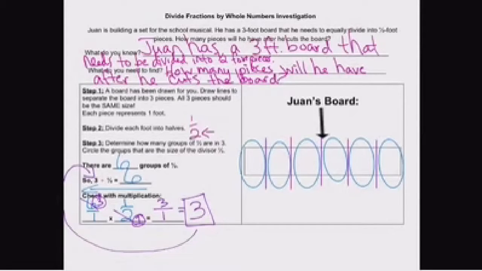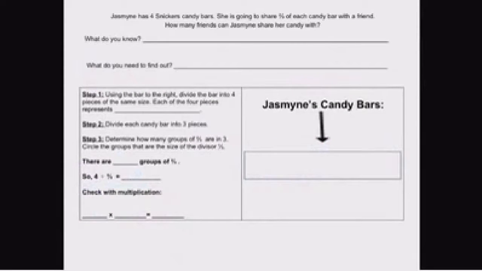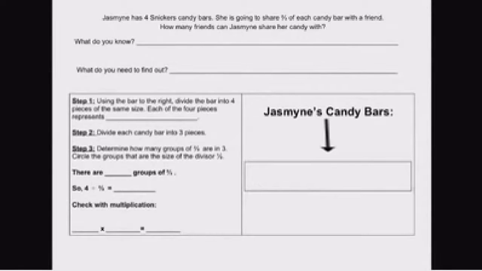Okay, let's try one more together. The next problem says Jasmine has 4 Snickers candy bars. She is going to share 2/3 of each candy bar with a friend. How many friends can Jasmine share her candy bar with? Okay, let's start with what we know. We know that Jasmine has 4 candy bars.